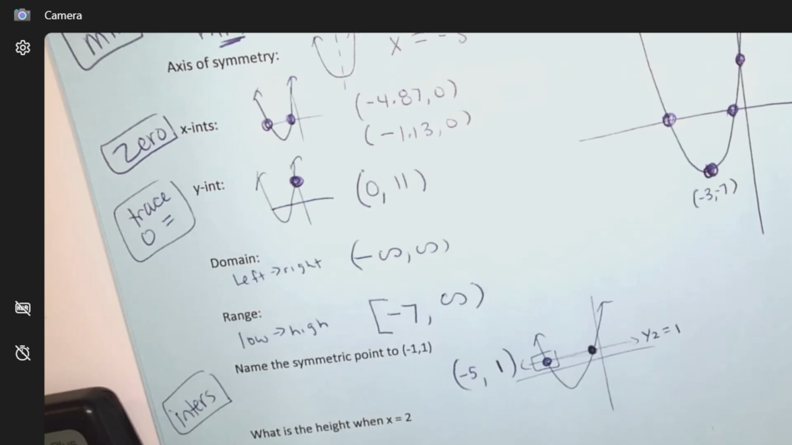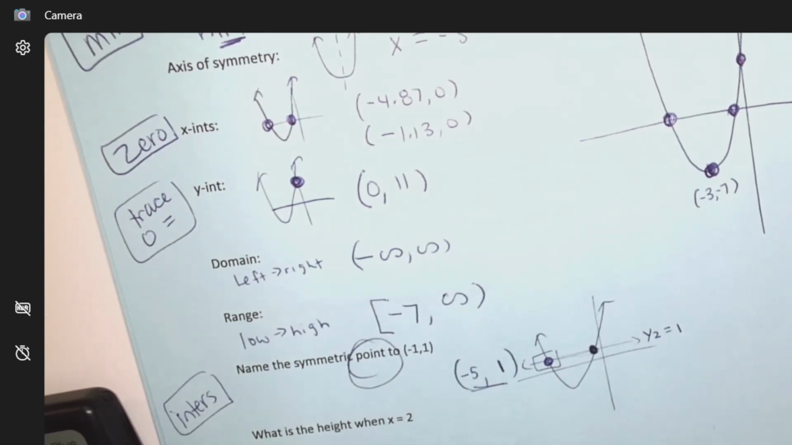-5? Okay, but the question said a point, so make sure you write it as a coordinate, x comma y. This is a point. If I just said where, then you would say -5. But because I said a coordinate, a point, you have to write it like that.